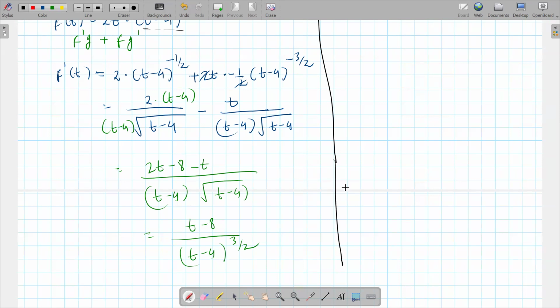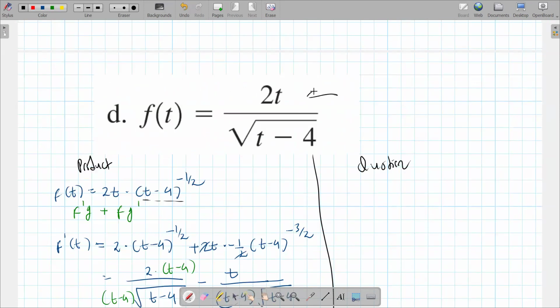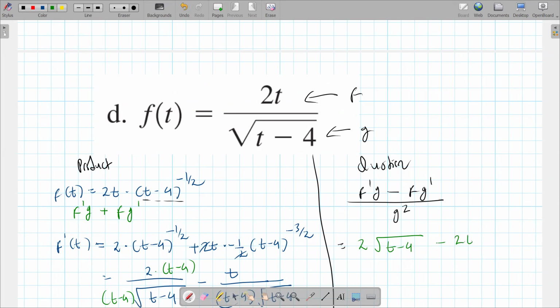What you can do is you can also use the quotient rule approach, where you can say, well, this is f and this is g, and quotient rule says f prime g minus fg prime all over g squared. So here f prime is 2, g is root of t minus 4, minus f is 2t, and the derivative of this is going to be 1 over 2 t minus 4 to the negative 1 over 2. Because the derivative, 1 over 2 comes front, bracket stays the same, and you take 1 away from that 1 over 2.